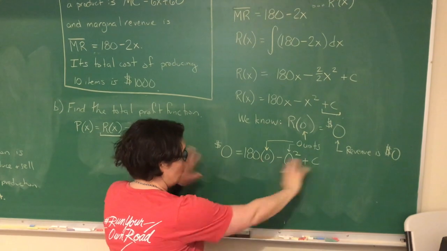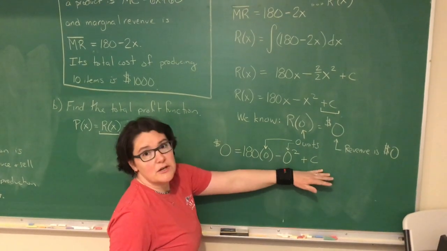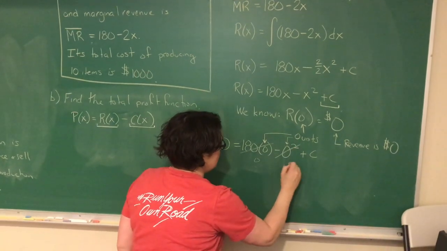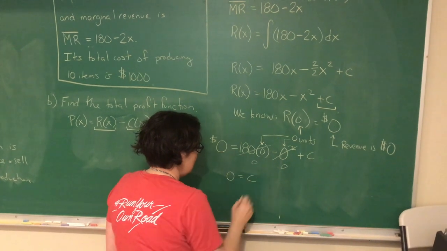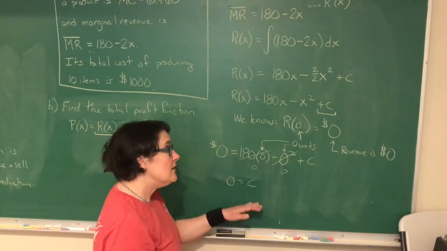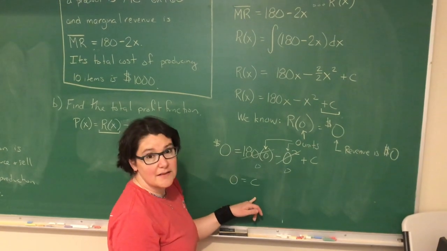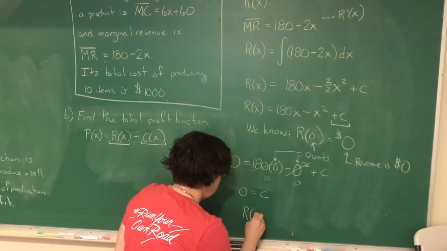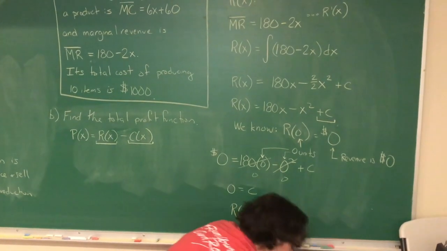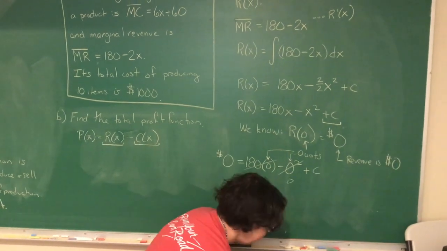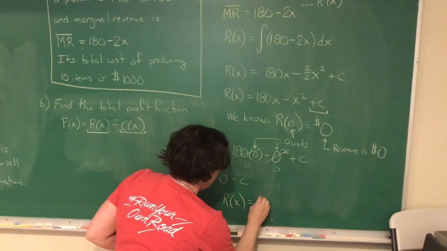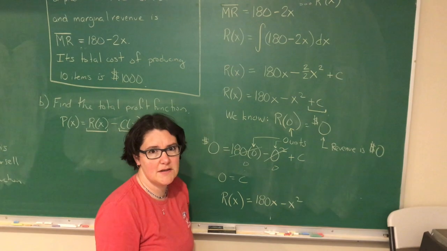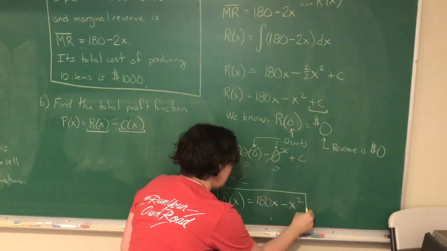Okay, so once I plug all this stuff in, I can solve this equation for C. This is actually pretty easy to solve for C because I have a 0 here, a 0 here, and so what I end up getting is that C is equal to 0. So in this particular example, our constant for this revenue function is going to be 0. So our revenue function is 180x minus x squared, and our plus C is plus 0. So here is half of our profit function.